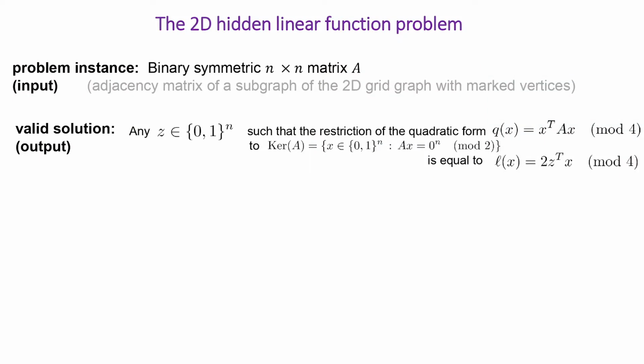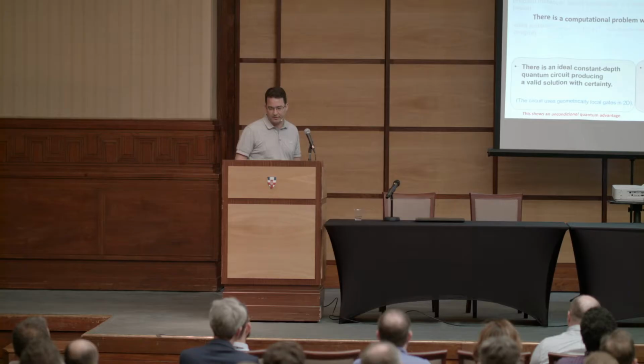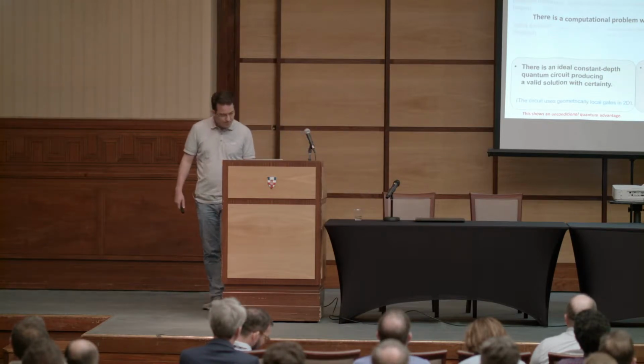Now I can state these results. We found a computational problem, whose details don't matter here. The important point is that we can solve this problem using an ideal constant depth quantum circuit with certainty, and this circuit is geometrically local in two dimensions. That's one side. The other side is the classical depth lower bound. We can show that you cannot solve this using a constant depth classical circuit. In fact, if you want to solve this with a probability higher than 7/8, then you need at least logarithmic depth. So it's a separation between ideal constant depth quantum circuits and potentially, well, classical circuits with noise, or with errors.